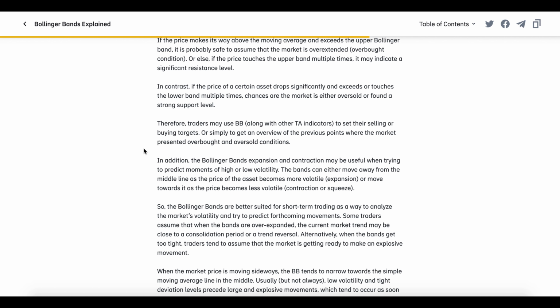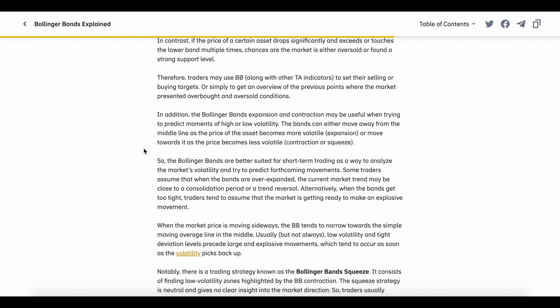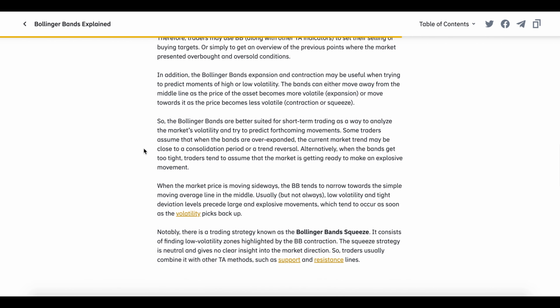Therefore, traders may use BB along with other TA indicators to set their selling or buying targets, or simply to get an overview of the previous points where the market presented overbought and oversold conditions. In addition, the Bollinger Bands expansion and contraction may be useful when trying to predict moments of high or low volatility. The bands can either move away from the middle line as the price of the asset becomes more volatile, or move towards it as the price becomes less volatile.